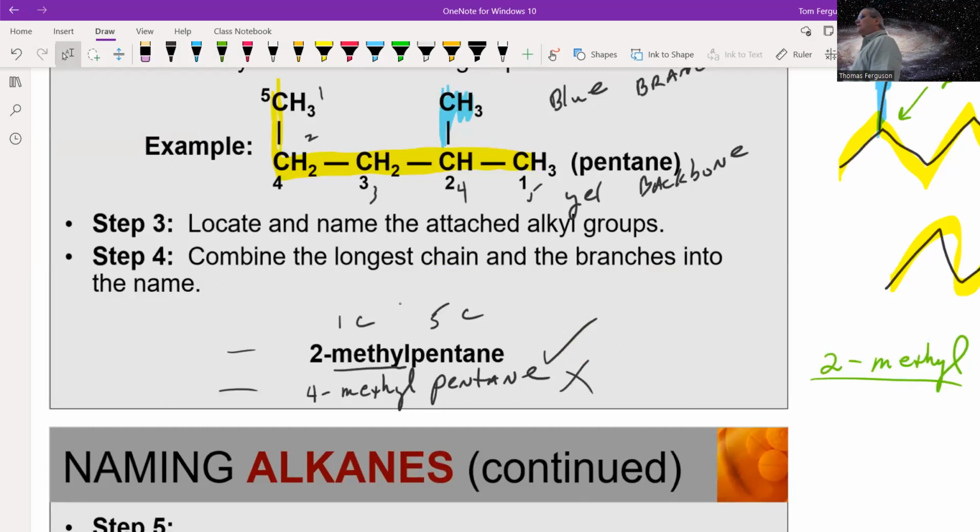Now, if you number incorrectly, the answer is going to be 4-methylpentane. So we have 2-methylpentane, 4-methylpentane. 2 is less than 4. More hot math in this class. So the 2-methylpentane is the more correct one.